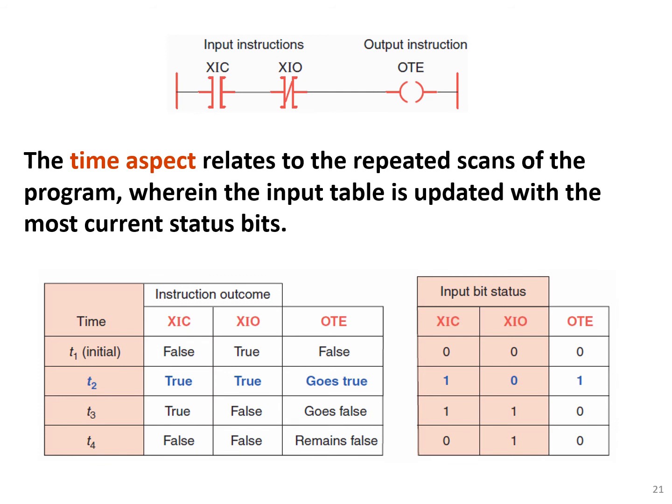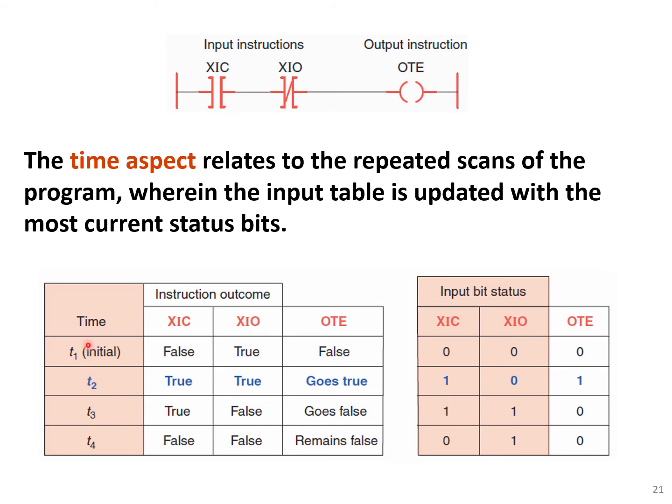Here we have the same program, and you see what's going on during scans. The time aspect relates to the repeated scans of the program, where the input table is updated with the most current status bits. At the initial time, XIC is false and XIO is true, so the OTE is false.